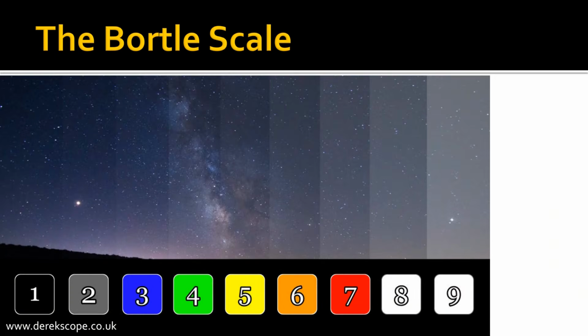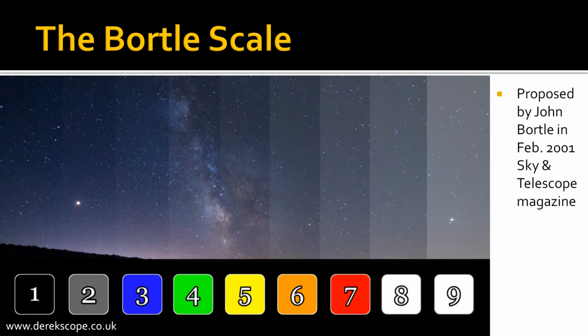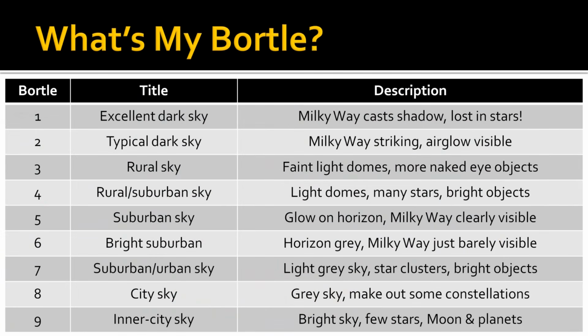Enter the Bortle scale. The 9-step scale was first proposed by John Bortle in the February 2001 issue of Sky and Telescope magazine. He proposed it as a way of comparing the darkness of different observing sites. Each of the 9 steps in the scale are defined by the extent to which stars and deep sky objects are visible to the naked eye.